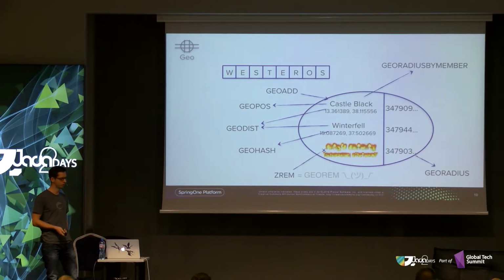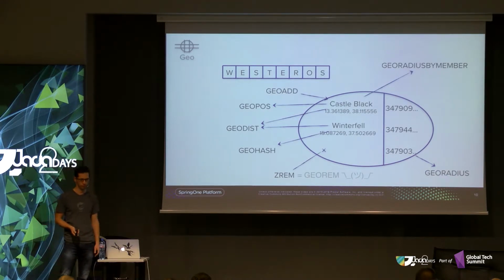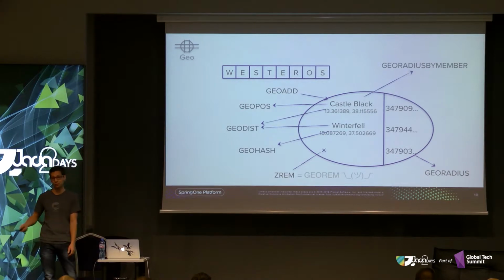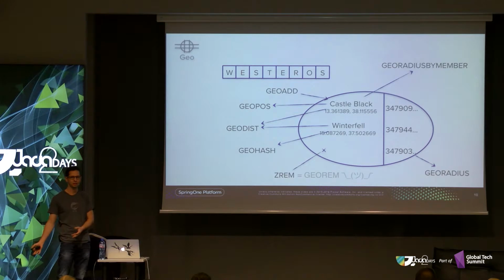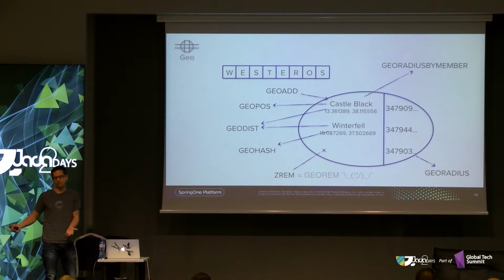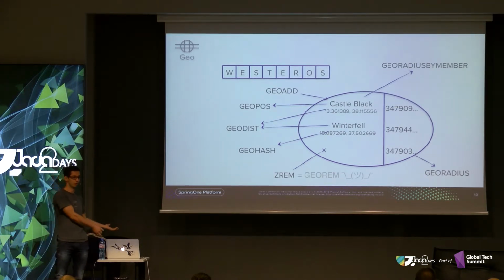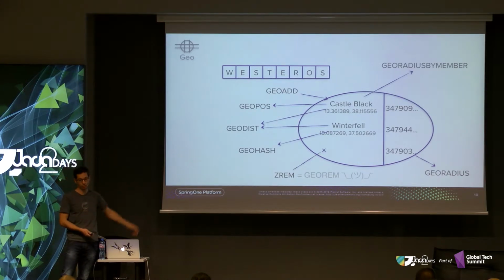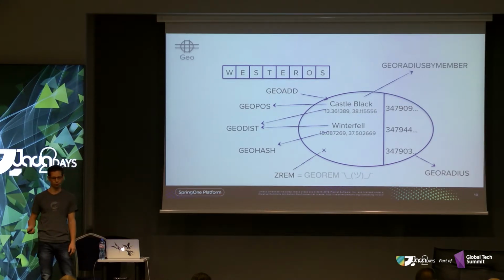And of course, you can remove stuff from there because King's Landing was pretty much destroyed. There is no dedicated command for that, so no georem command, because, I don't actually know, but Salvatore must have thought this is a zset under the hood, so we've got zrem already. Why introduce a new command? So you have to use zrem to remove stuff from your geo structure.